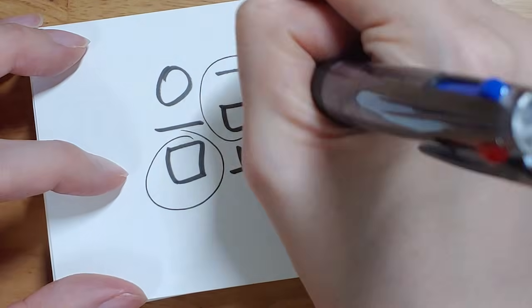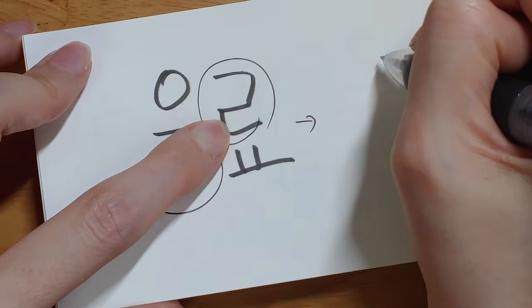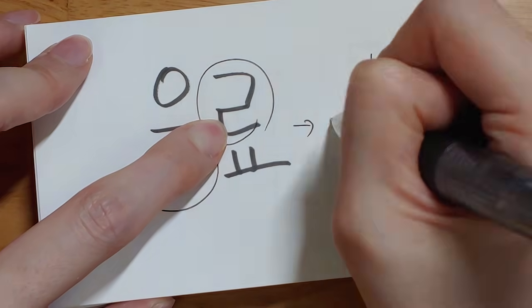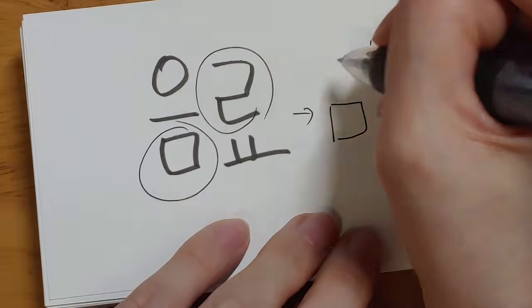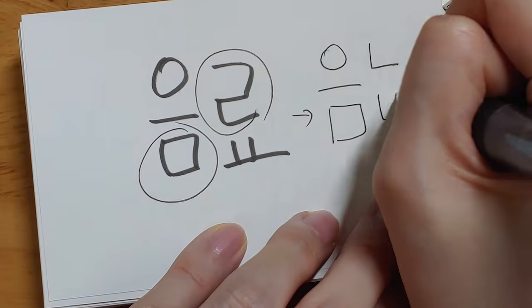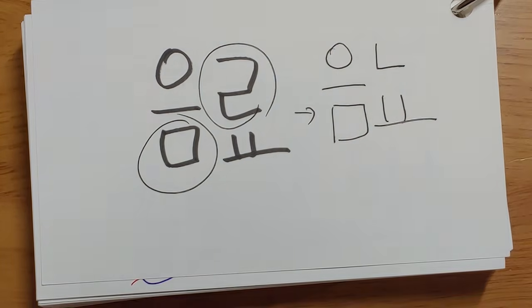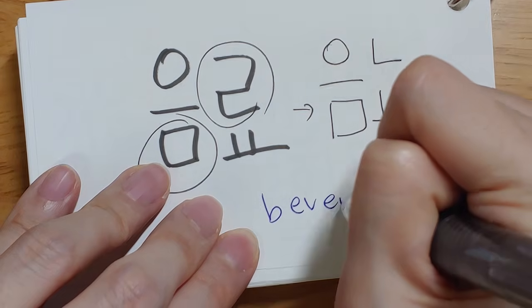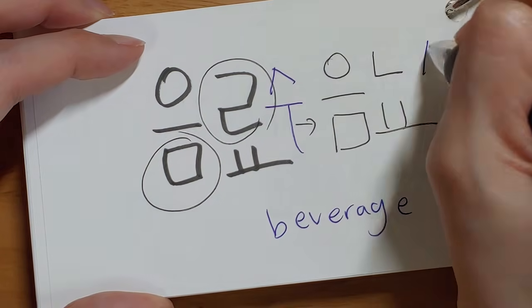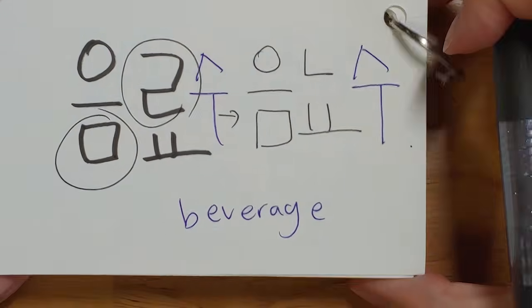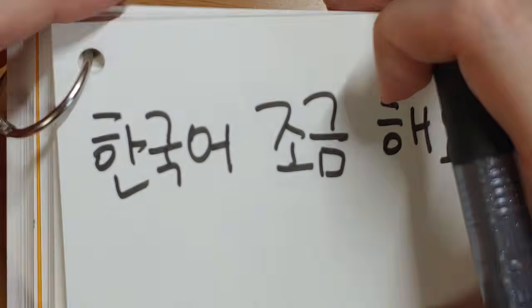Combined with l, it gets replaced with n, right? So l becomes n. So 음료 means beverage. You can also say 음료수, or 음료, beverage.